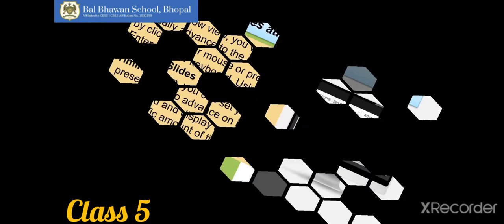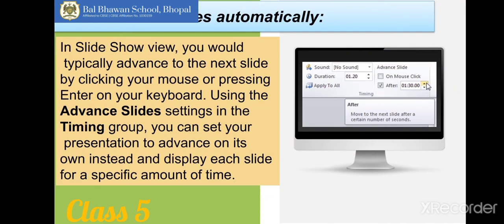Advancing of slides. To advance slides automatically, that means to run a presentation automatically and not manually. In slideshow view, you will typically advance to the next slide by clicking your mouse or pressing enter on your keyboard. Using the advance slide settings in the timing group, you can set your presentation to advance on its own instead and display each slide for a specific amount of time.